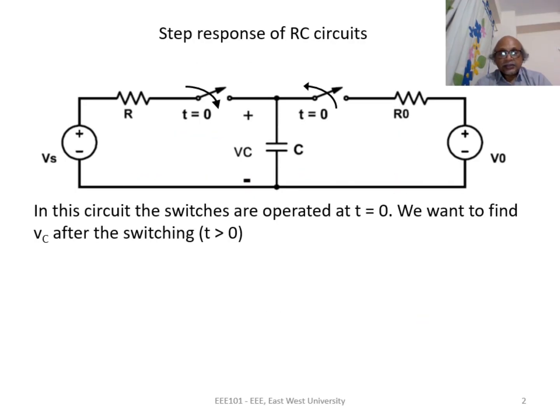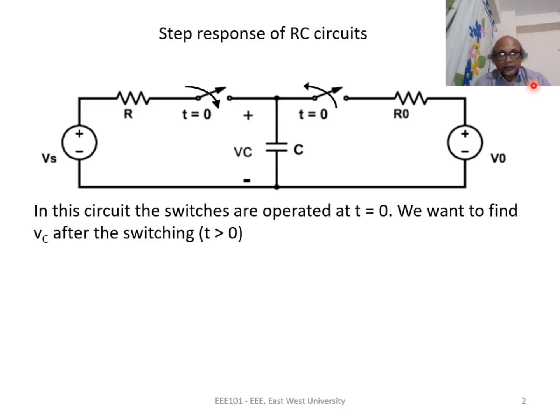Let's consider this circuit. In this circuit, we have two switches. Both the switches are operated at the same time at t equal to 0, and we want to find out the capacitor voltage after the switching. The left switch was open for a long time, and at t equal to 0 this has been closed. On the other hand, the right switch was closed for a long time, and at t equal to 0 it has been opened.